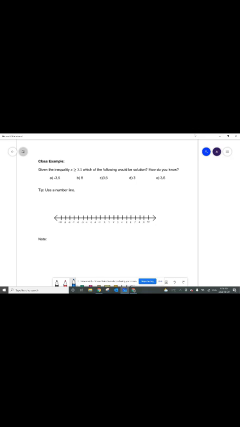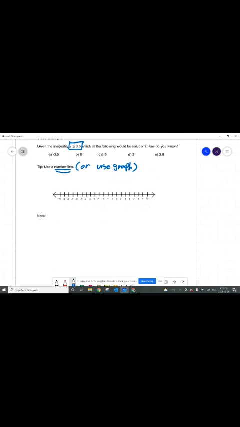Now, let's do some practical mathematical examples. It says, given the inequality x is bigger than or equal to 3.5, which of the following will be a solution? How do you know? And the question asks to use a number line. Or sometimes the textbook or assessment may ask to use a graph, which is basically similar to a number line in this specific situation. I need to tell you about notation first.